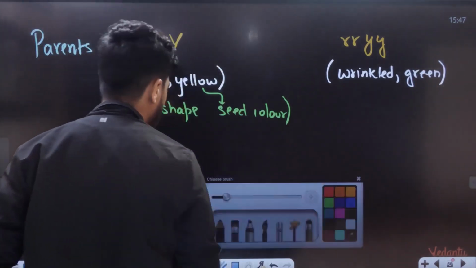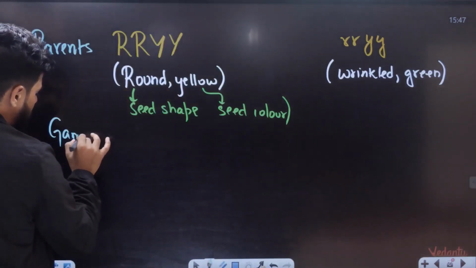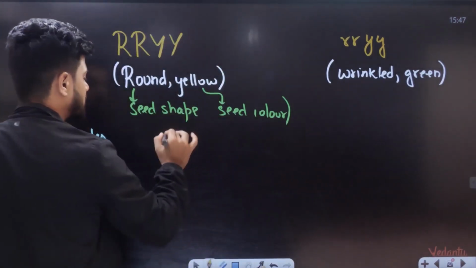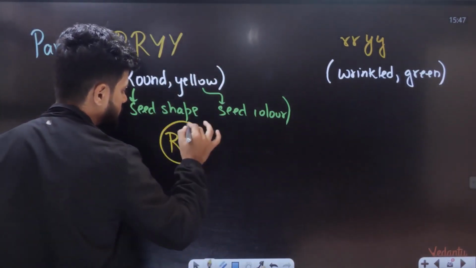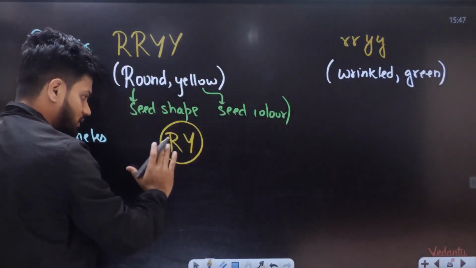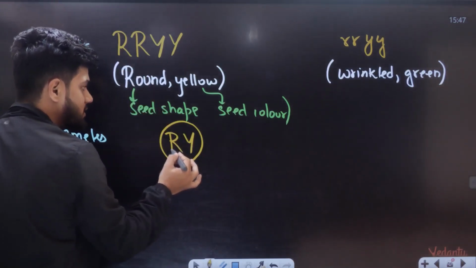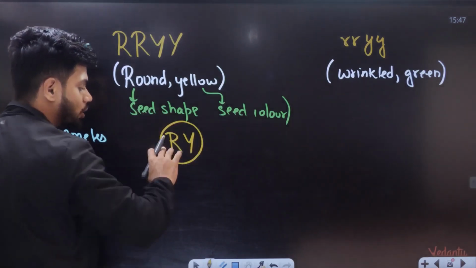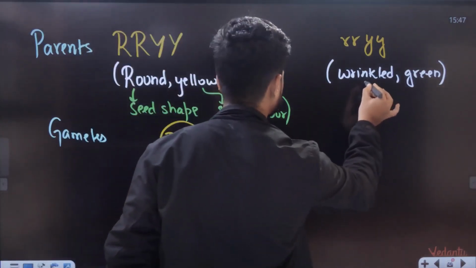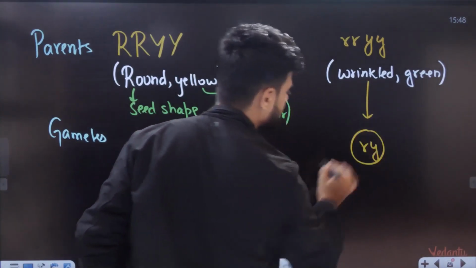Now, next step is formation of gametes. Parents to gametes. Now here, students, we will have two different gametes. Here capital R, capital Y. Each one is representing only a single character. This is representing seed shape, this is representing seed color. Remember, contrasting traits are not present together. Now here, small r, small y.